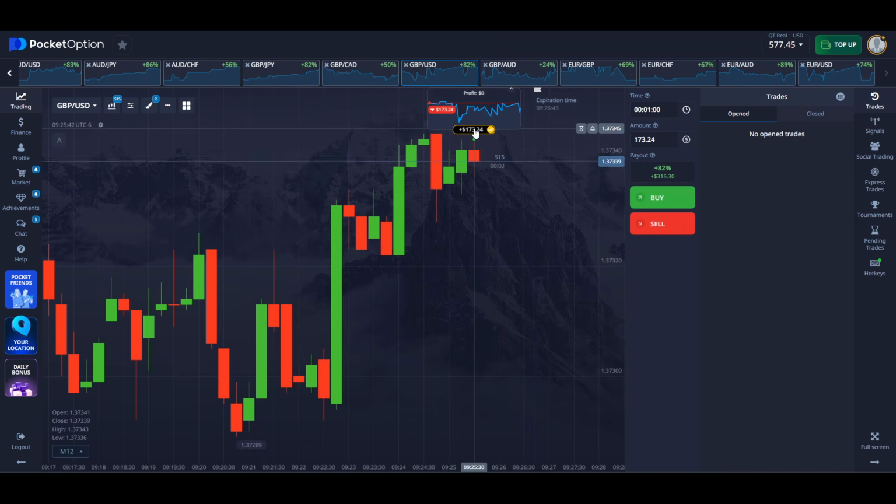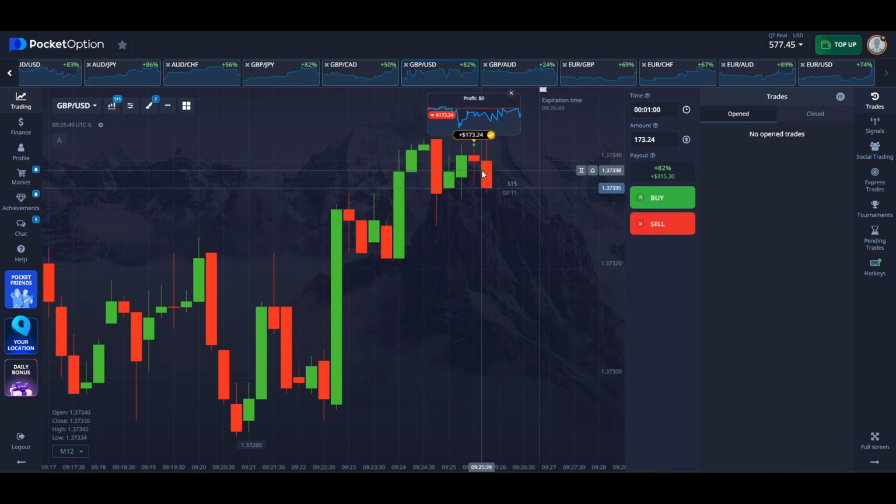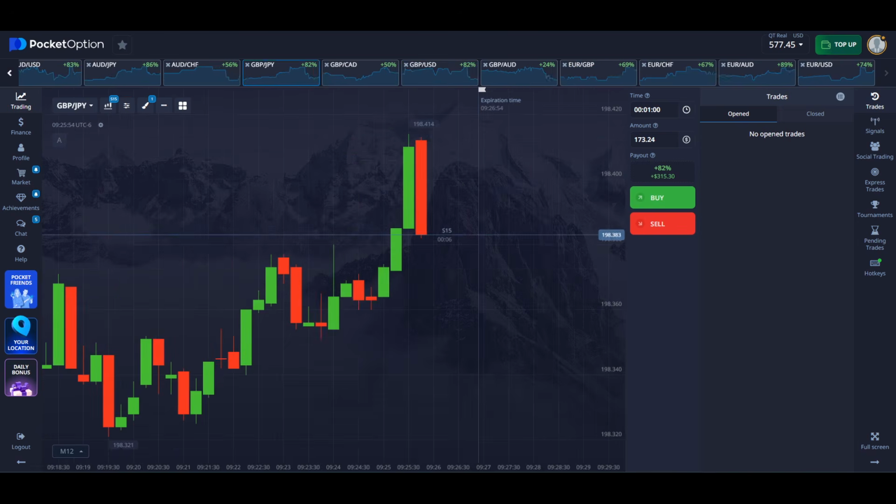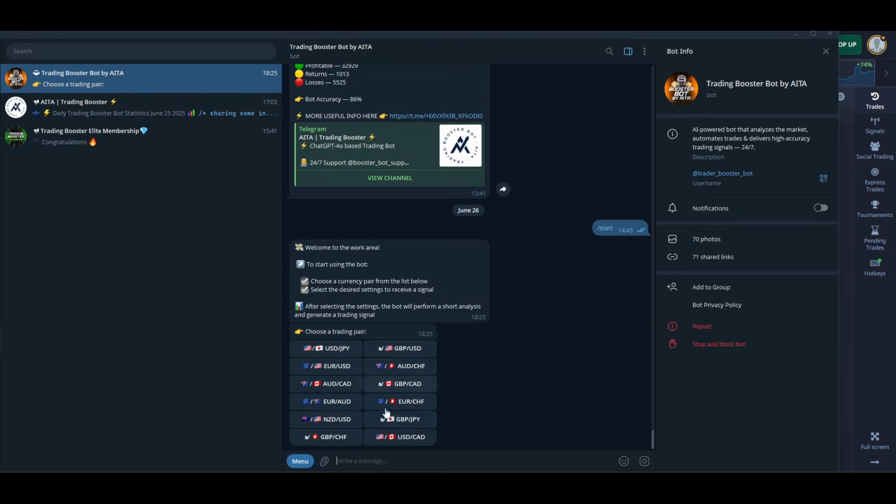This trade closes at break-even. That means I didn't make any money or lose any right now. Okay, that happens sometimes. We accept this situation and move on to another currency pair: British pound, Japanese yen. Let's try to open a trade here with the booster bot.